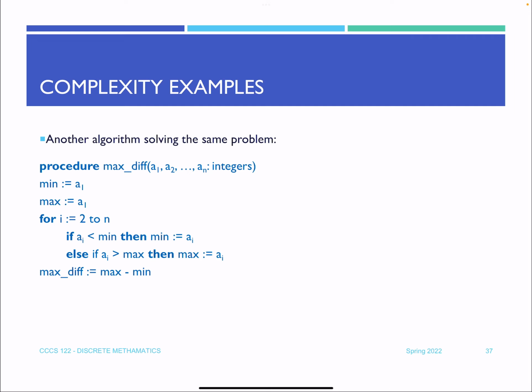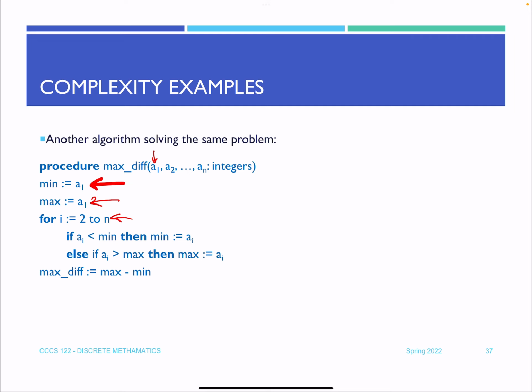Here's another algorithm that basically solves the same problem. We've got over here a variable called min, which is initialized to the first element. We've got a variable called max, which is also initialized to the first element in the array. And then we have a for loop, and notice it's a single for loop.